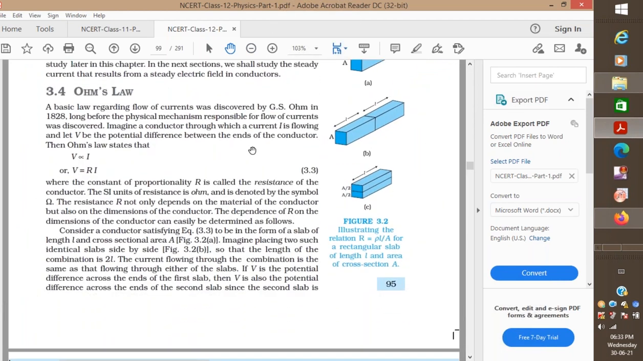So this Ohm's law we'll be discussing now. Look, what does Ohm's law say? Actually, it was in 1828 when G.S. Ohm discovered this phenomenon. What is the physical phenomenon or mechanism? It is related to the flow of currents.